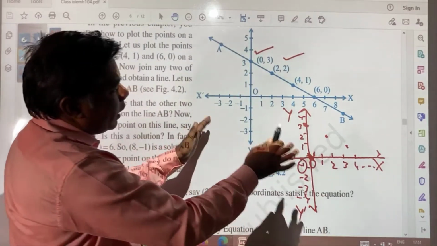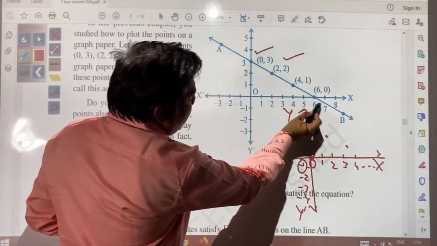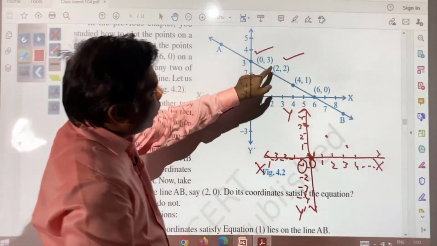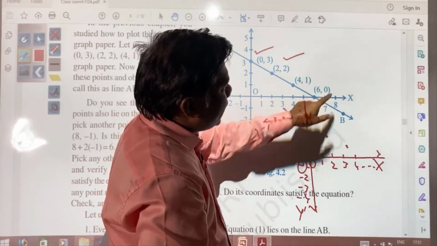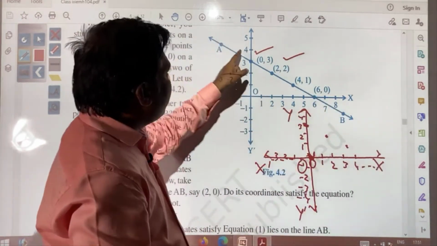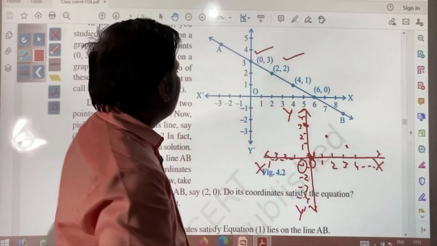So if you plot properly in the graph, you will get this straight line AB, where your coordinates are (0, 3), (2, 2), (4, 1) and (6, 0) and so on. Other numbers also may be there. It will have infinitely many solutions. So a straight line finally you will get.